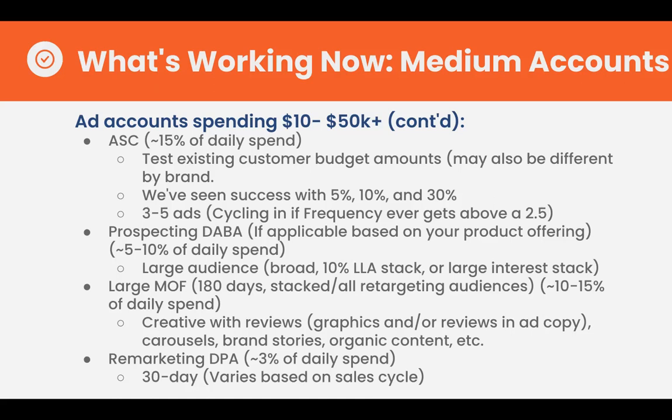And then 3 to 5 ads, cycling in frequency if it ever gets too high. Especially in prospecting, I don't like my frequency to get over like a 2.5. Retargeting is fine to get a little bit higher, but the problem is that with ASC, it's obviously both. So that is kind of why we pick that 2.5 range. 3 to 5 ads is a good amount. At first, Meta was suggesting 10 ads, and we found that was just way too much, and the ads weren't getting any spend. I am still seeing in some of my smaller accounts, ASC is giving preferential delivery to 1 ad, so that's still happening.